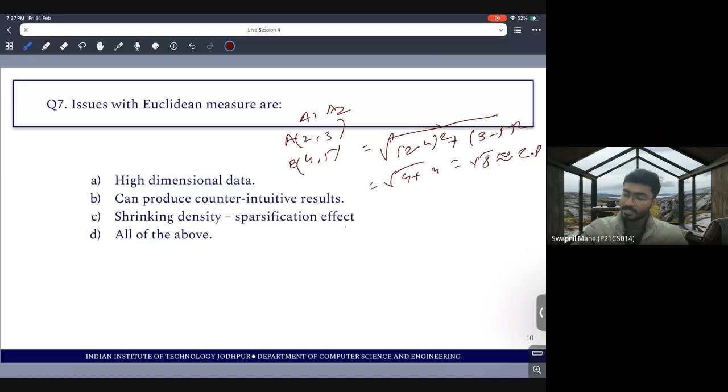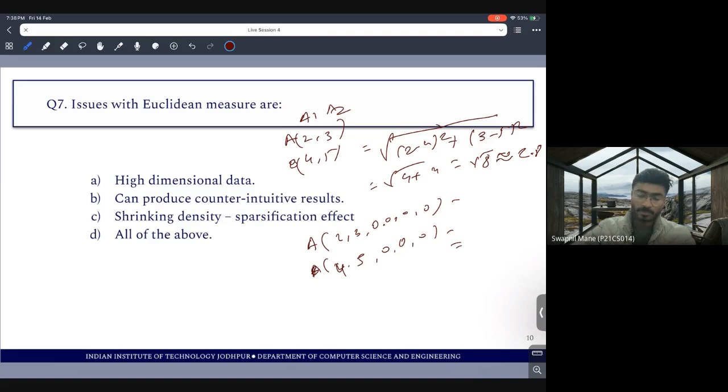If it is fine, okay, you're not getting here what exactly the higher dimensional is. Let's increase the dimensionality of each of the variables. Let's take A as 2, 3, 0, 0, 0, 0, and B as 4, 5, 0, 0, 0. What do you think? For this dimensional data, what could be the distance for this increased dimensionality? It is still the same, that is 2.8.